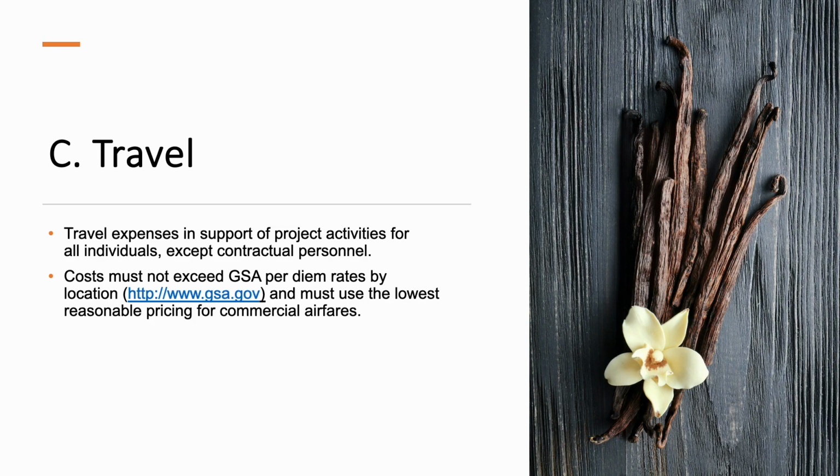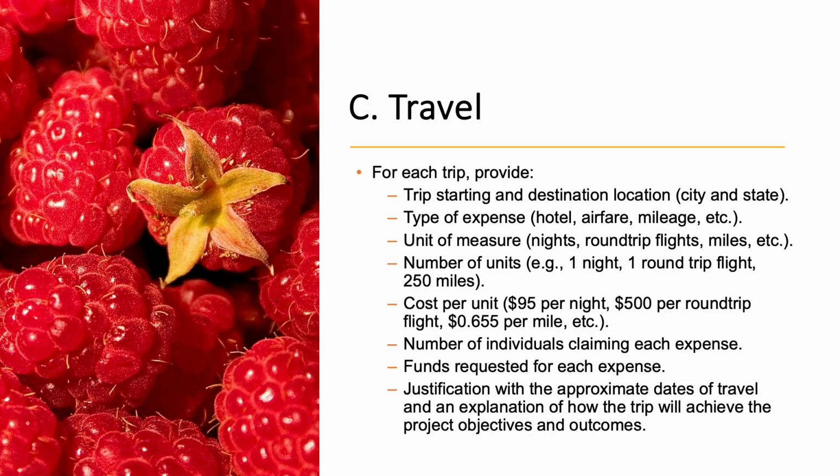If selected for funding, your travel budget will be reduced to meet the more reasonable rate of the applicant organization's established travel policy or the GSA rates. For each trip included in the travel table, the following information will need to be provided. First, the trip starting and destination location by city and state. If the exact destination is not yet known, please indicate that the destination is to be determined. However, ensure costs are reasonable.